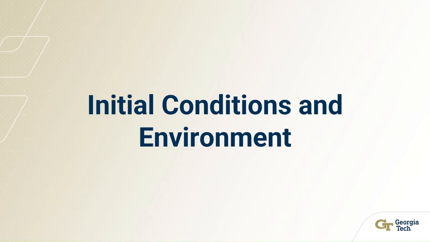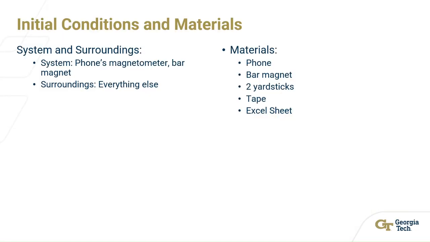The system for this experiment was the phone's magnetometer chip and the bar magnet. The surroundings were everything else, including the Earth's magnetic field. The materials used for this lab were a phone, along with a magnetometer app, a bar magnet, 2 yardsticks, tape, and an Excel sheet to record data.